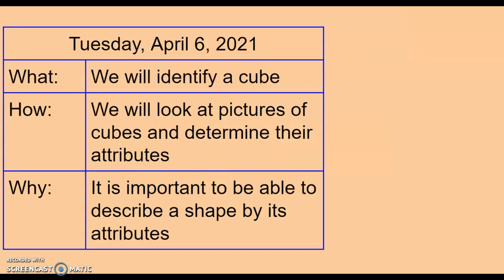So let's review what we talked about today. Today we talked about how to identify a cube. We looked at pictures of cubes and determined their attributes. The attributes are like the faces, the edges, the vertices. And we did this because it's important to be able to describe a shape by its attributes.